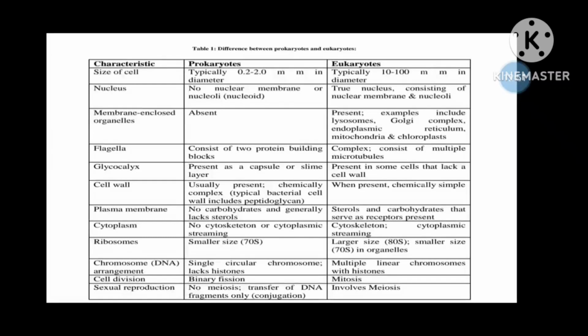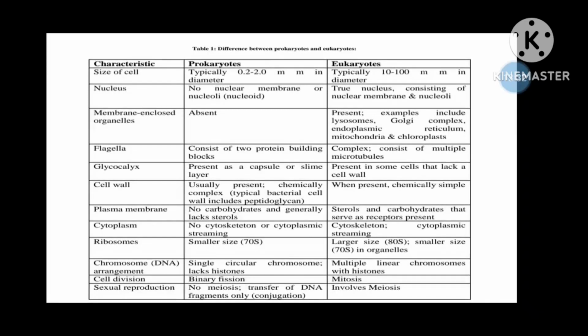Right? Now, come to the next point, that is your sexual reproduction. In prokaryotic cells, no meiosis. So, the transfer of DNA fragments only, that is called conjugation. Means, in prokaryotic cells, no sexual reproduction takes place. But in eukaryotic cells, sexual reproduction takes place because the cell divides through meiosis. Right? So these are the differences between the prokaryotic cells and eukaryotic cells.